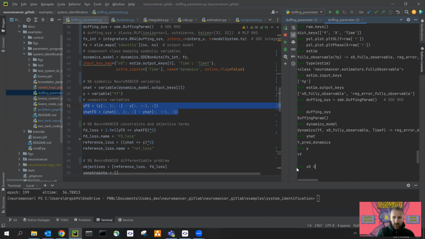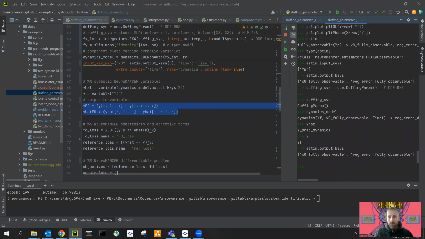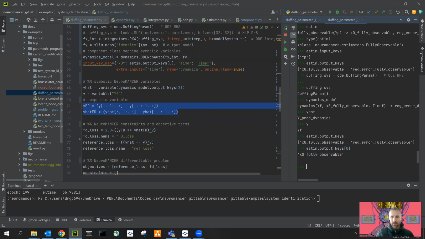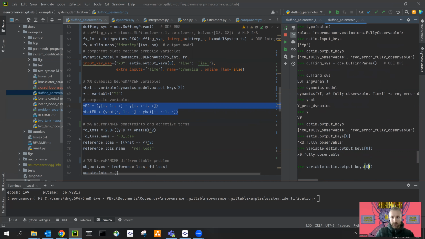y will be looking for yF, but I could also create initial conditions. First I need to check the estimator output keys. Okay, so the estimator output keys expect it will return x naught, fully observable, and it'll be in the first position, so I can pick it up like this, and I can wrap it over here in the variable. Okay, and I call it x naught.